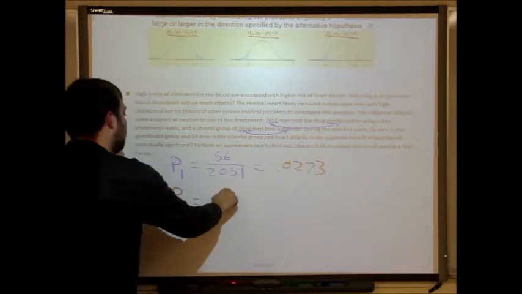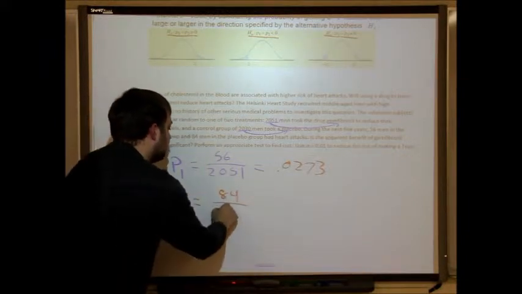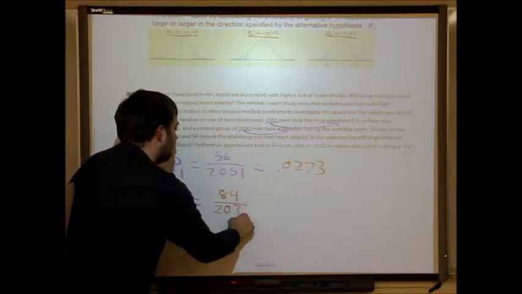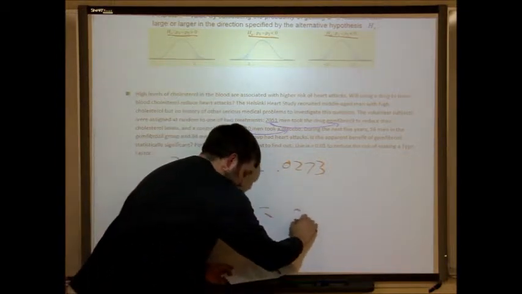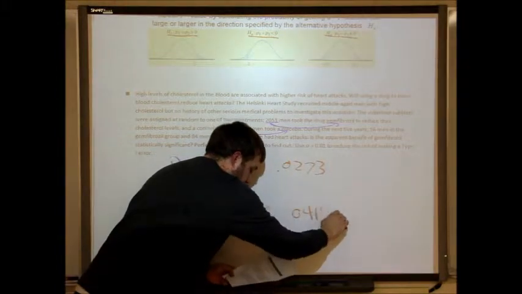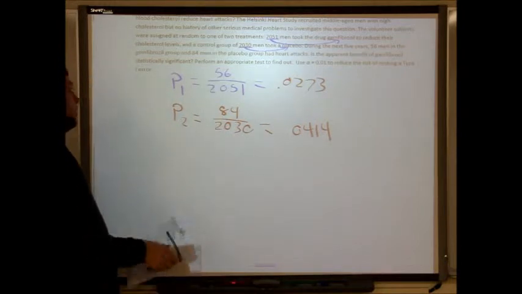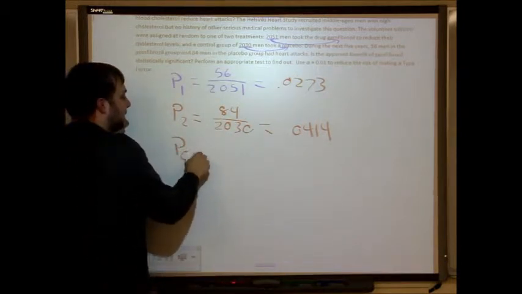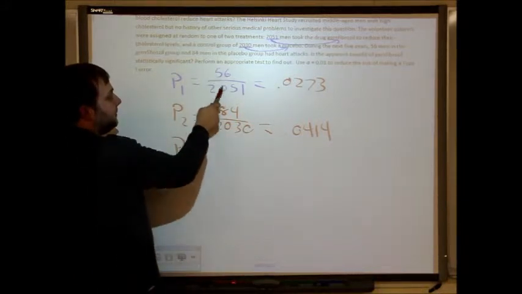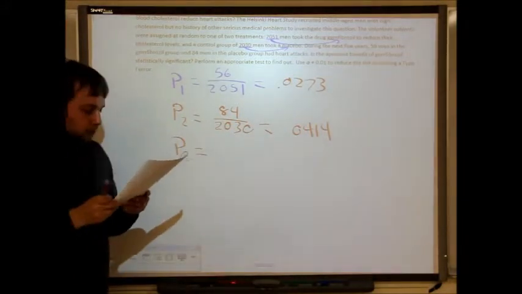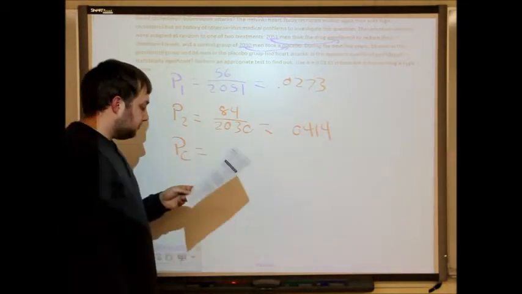Let's see, 84 of those poor, hopeless people, which equals 0.0414. Alright, and the last big important one, now remember we got to find PC, the combination of them both. Well, what would it be if I added 56 and 84 together? I got to add 56 and 84 together.